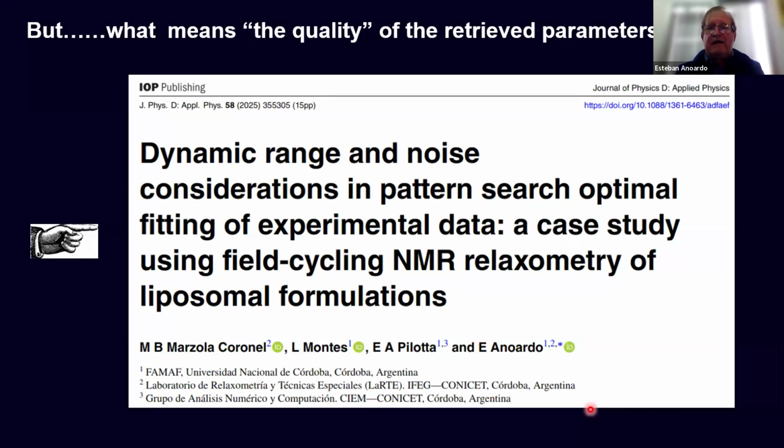So what does the quality of the retrieved parameters mean? Well, this is the point we tackle in this paper. This is a recent paper where we analyze this in general, and we use field cycling NMR relaxometry as an example. So let's go to that.